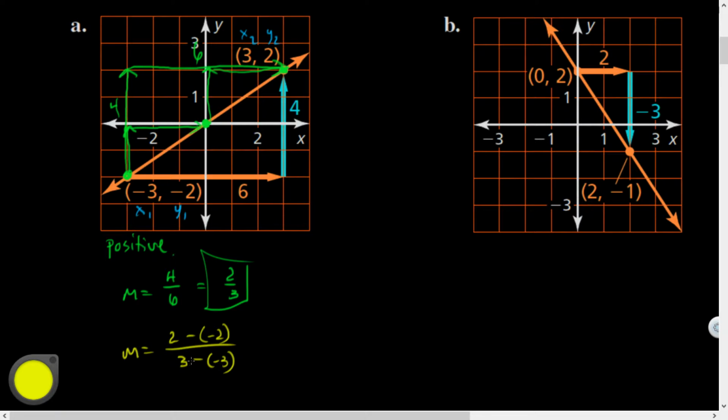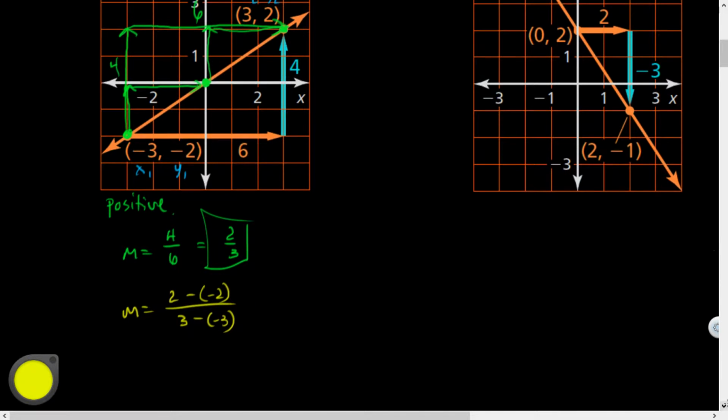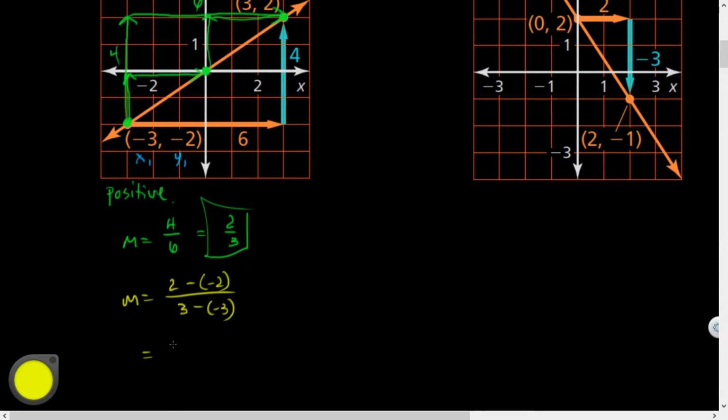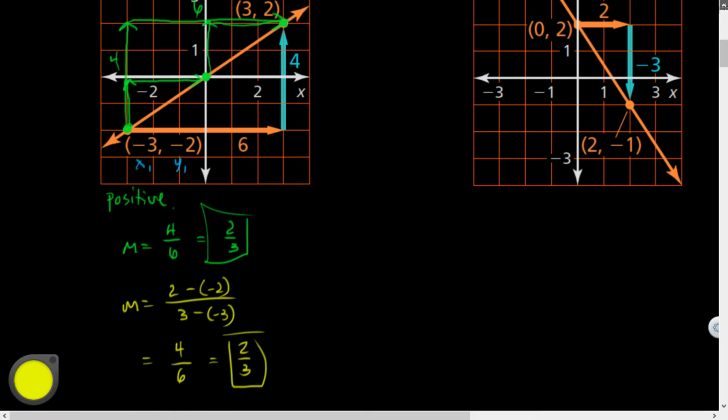All right, and if I simplify that, I guess I'll work horizontally. I usually hate working horizontally. 2 minus a negative 2, I'll work vertically, is the same as 2 plus 2, which is 4. 3 minus a negative 3, gentlemen, we're doing math class right now. 3 minus a negative 3 is 3 plus 3, which is 6. And notice I get exactly the same slope as I did there, which reduces to 2/3. So whether I read it off of the graph or use the formula gives me the same amount.